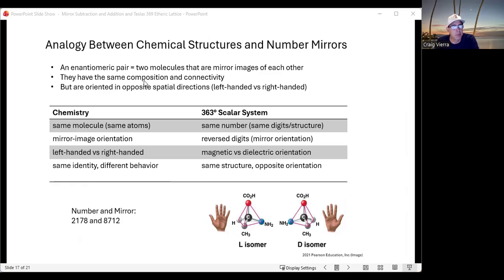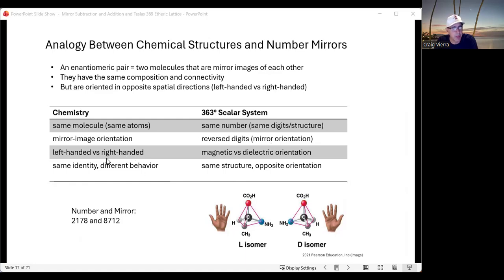These molecules have the same composition, that is the same atoms that make them up, the same connectivity, but they're oriented in opposite spatial directions. We refer to these in chemistry as left-handed or right-handed. So I made this little example where we can have the same molecule, same atoms. This would be like having the same number, same digits, the mirror image. Then this is equivalent to taking the numbers and reversing the digits. So this is the mirror orientation.